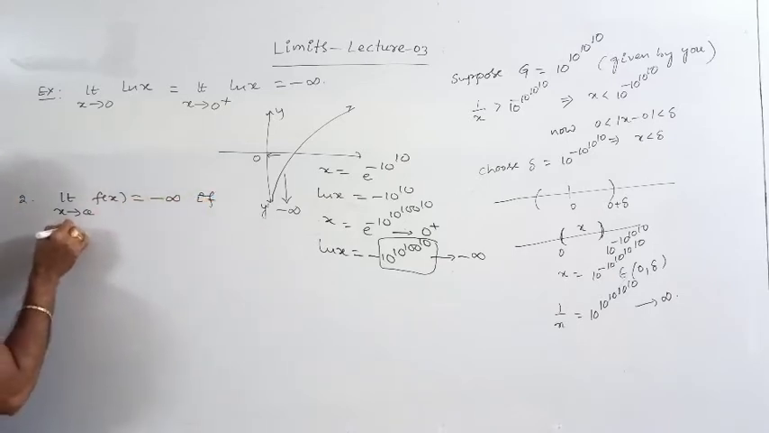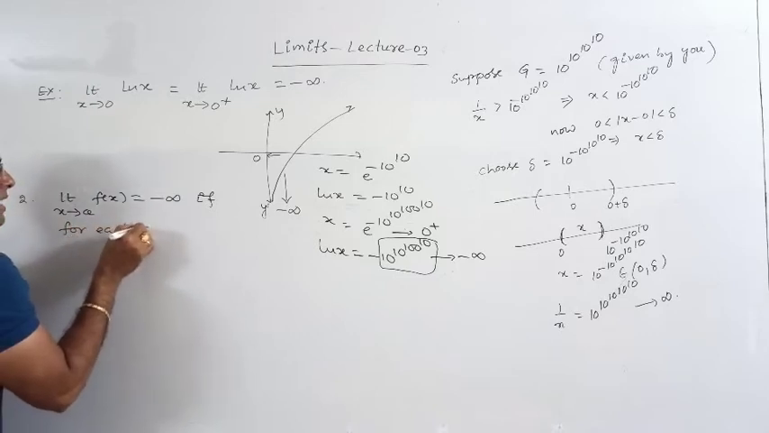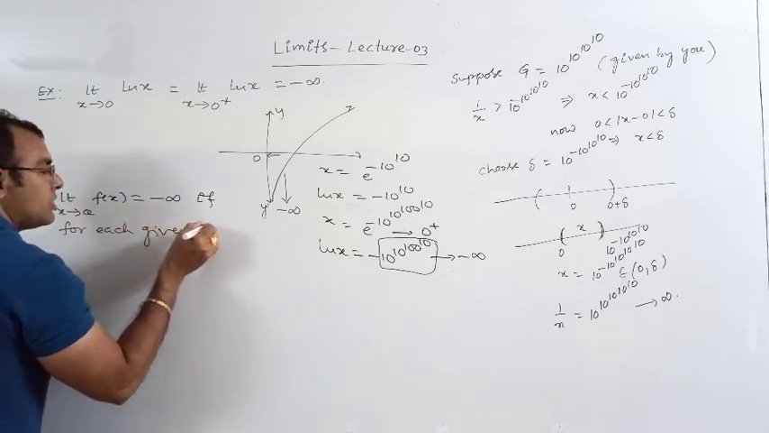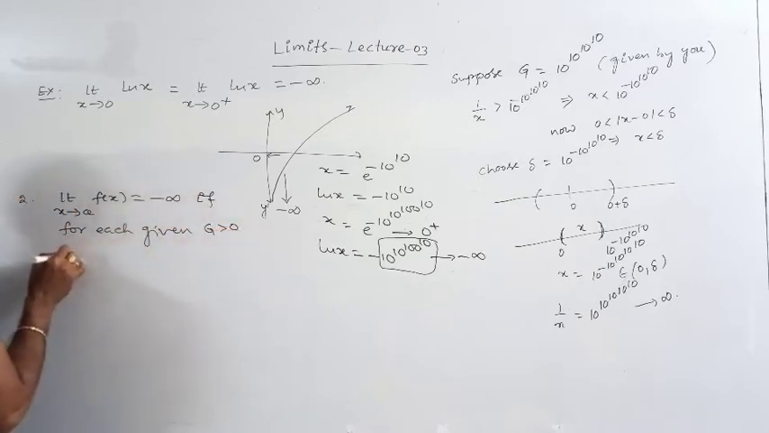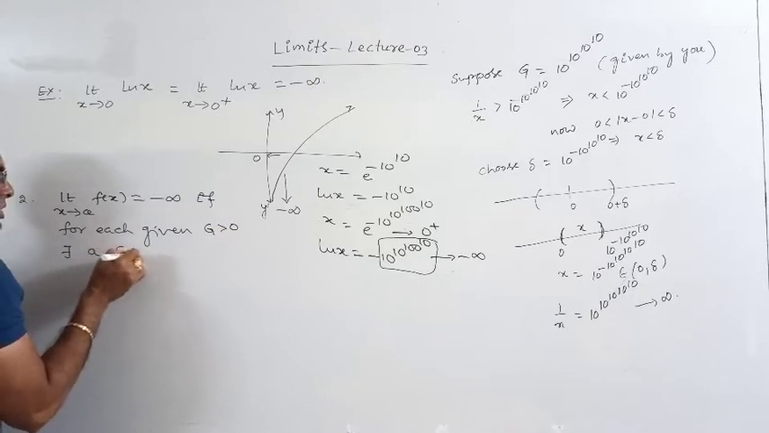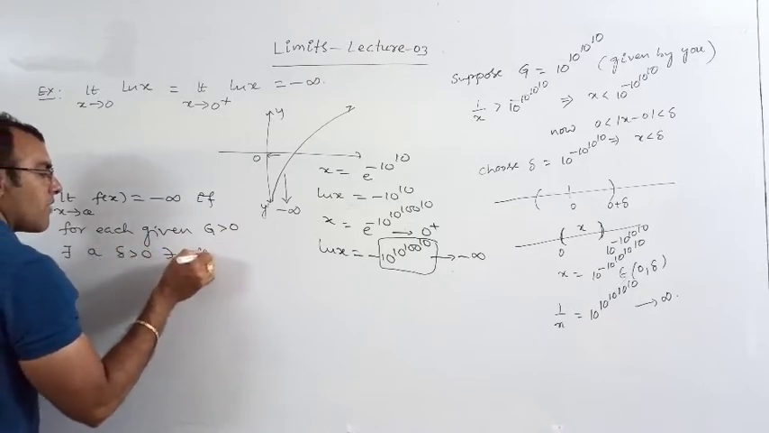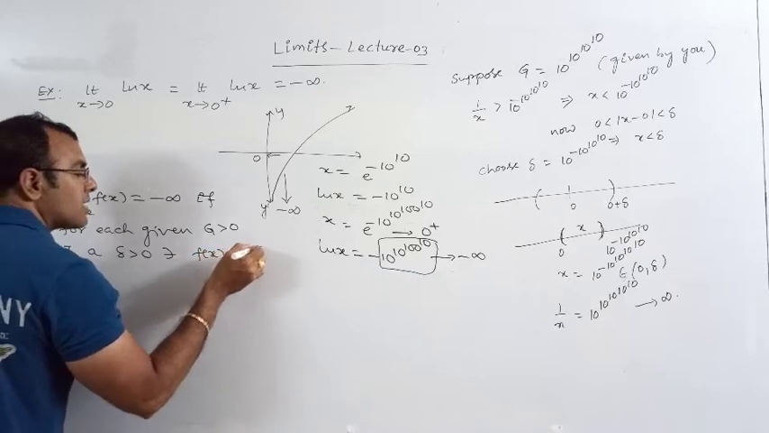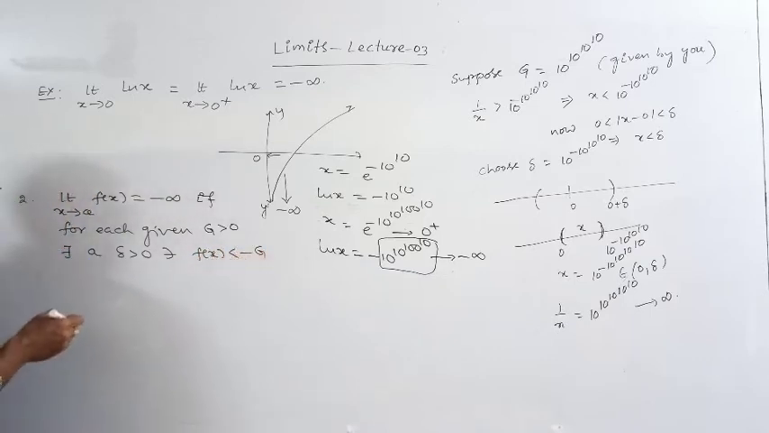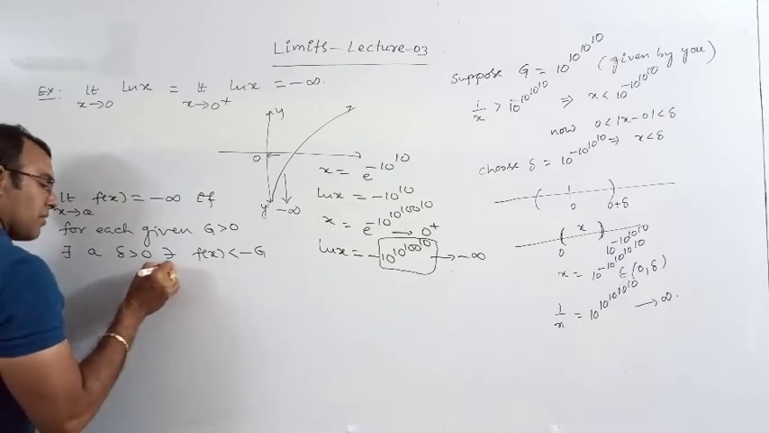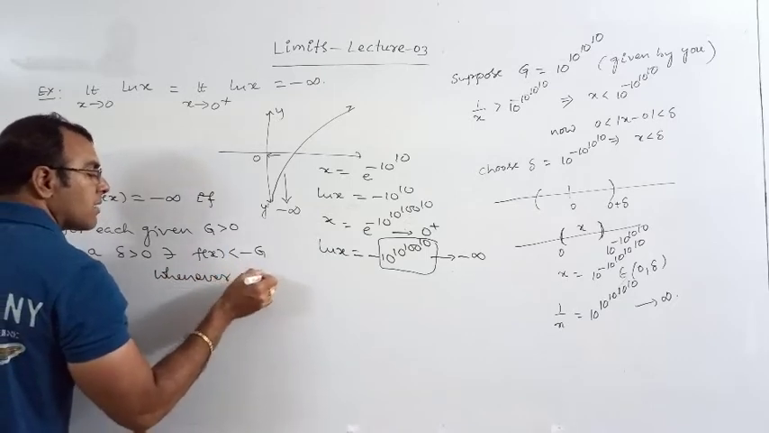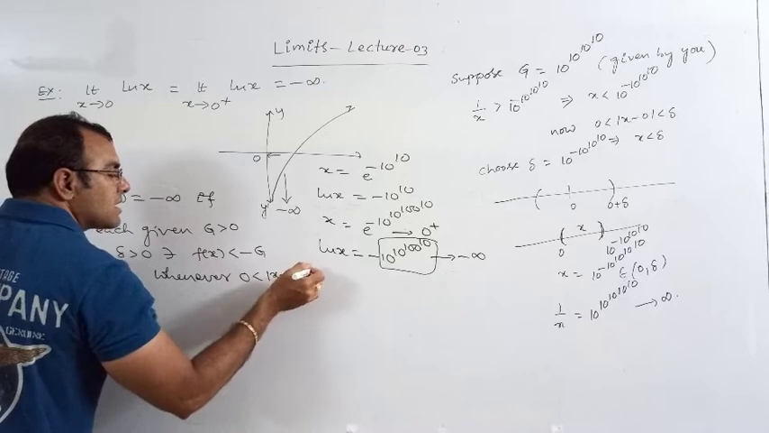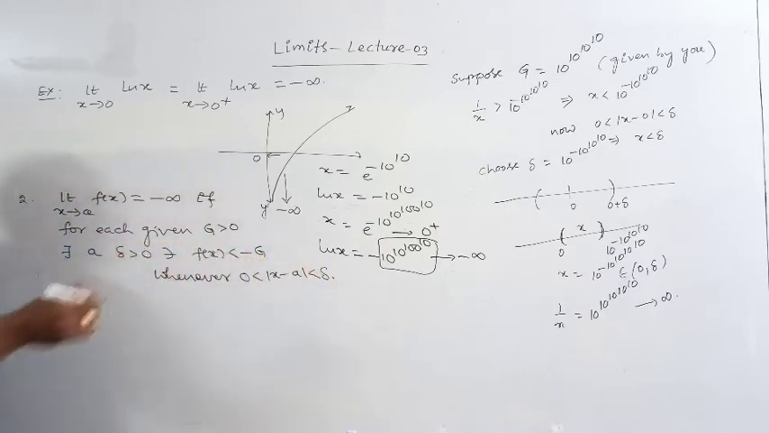for each given g greater than 0, very large, there exists a delta greater than 0 such that f of x is less than minus g, f of x is less than minus g whenever 0 less than modulus of x minus a is less than delta.